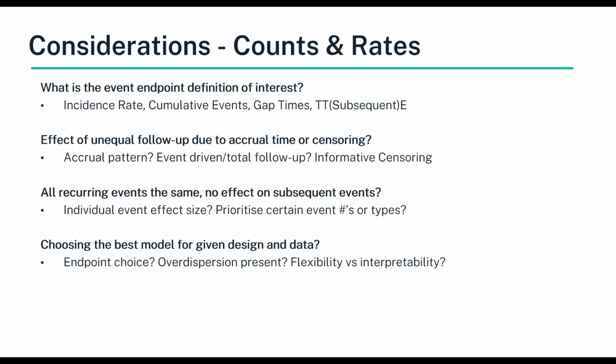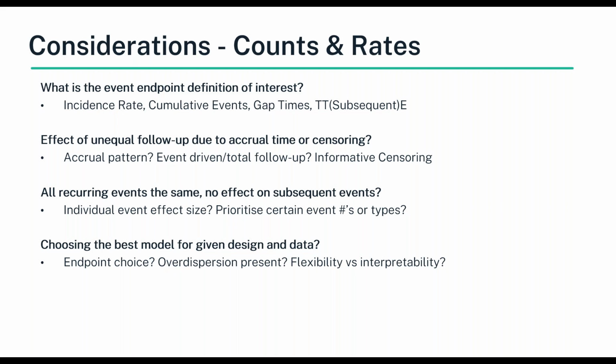The next consideration is one which I've already touched on, which is, can you assume that all recurring events are independent, or do you think that there is some effect of an event on subsequent events? For example, it's quite common for the first events to have their own effect or effect size versus the second, third, fourth, and so on, in which case you'll need to decide how to prioritize those events.